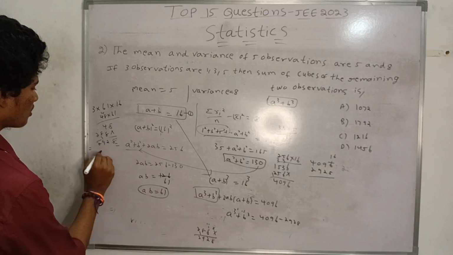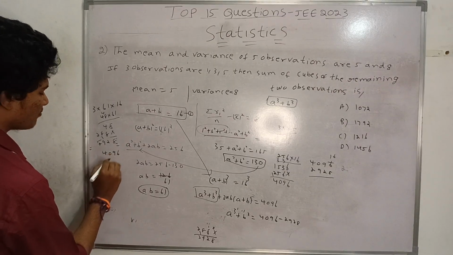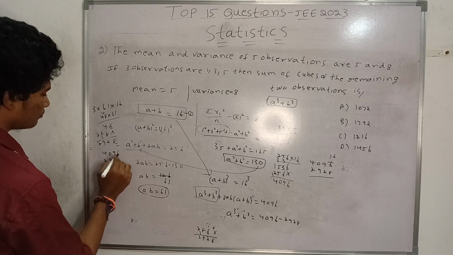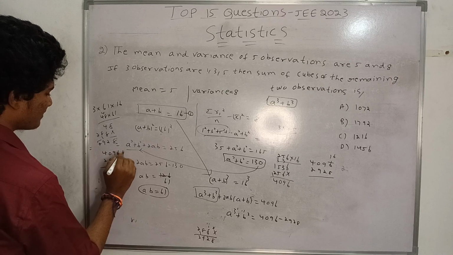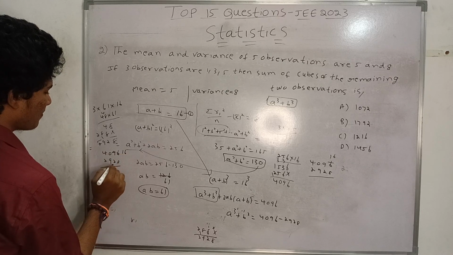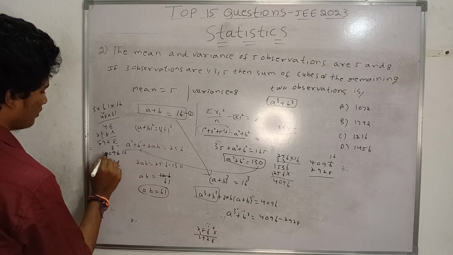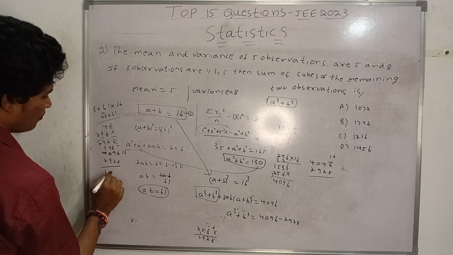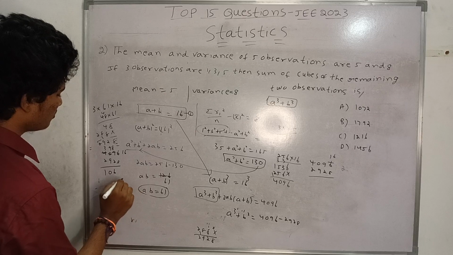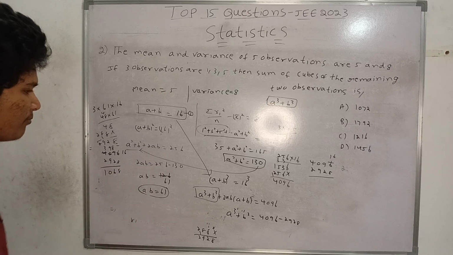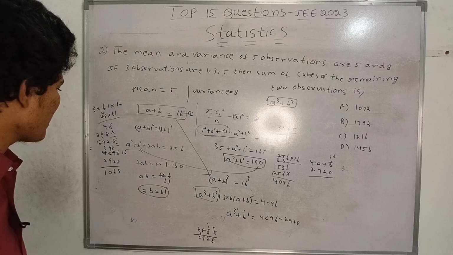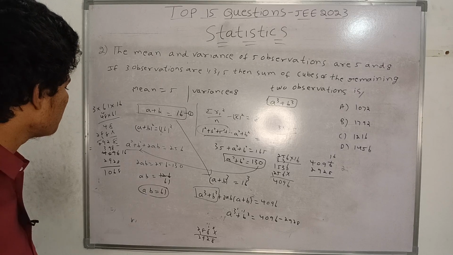Okay. 4096 minus 2928. It is 1068. But we have to get an option. Is there any calculation mistake?